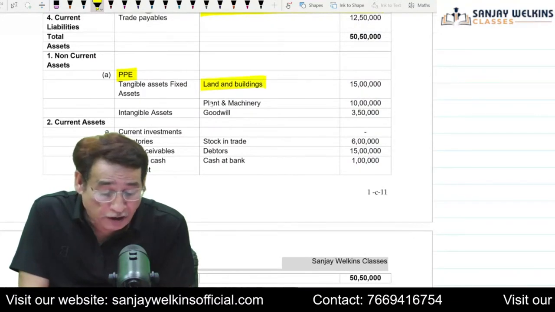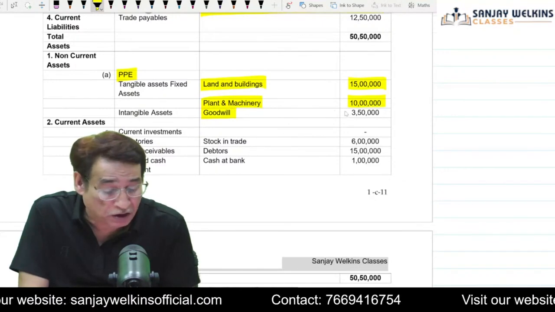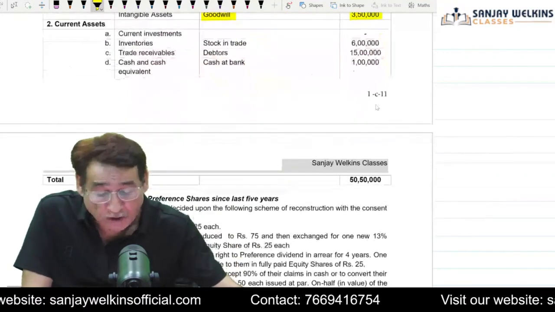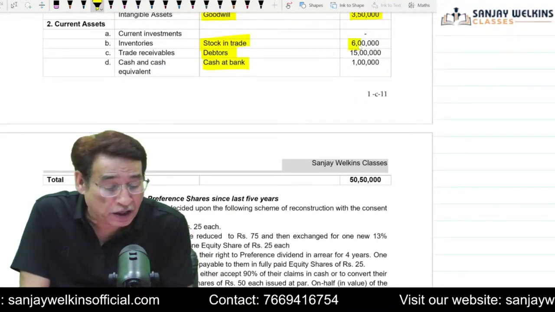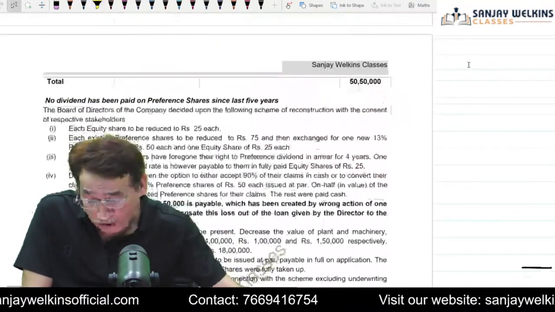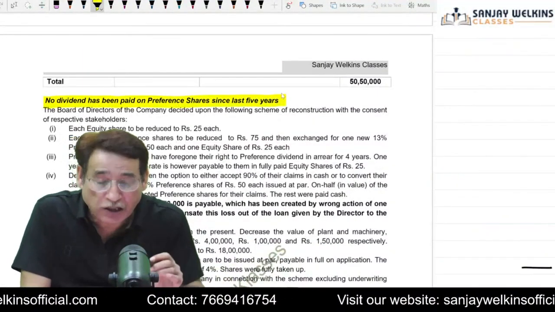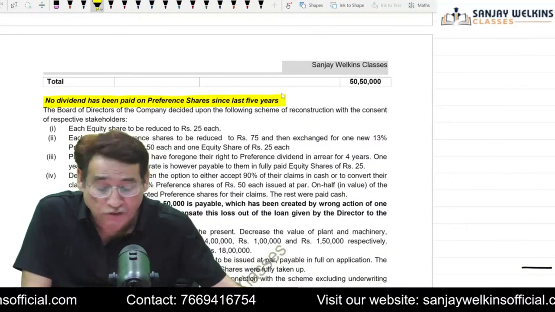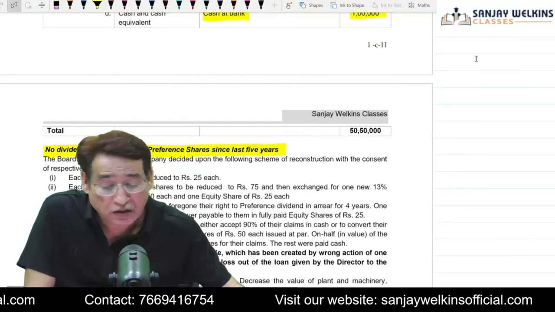And one is land and building, then plant and machinery. As far as tangible items are concerned, then there is goodwill, 3,50,000. Besides that, we have got under current assets, stock in trade, debtors and cash at bank. So far, this much information is given, and the question states that no dividend has been paid on preference shares for the last 5 years.